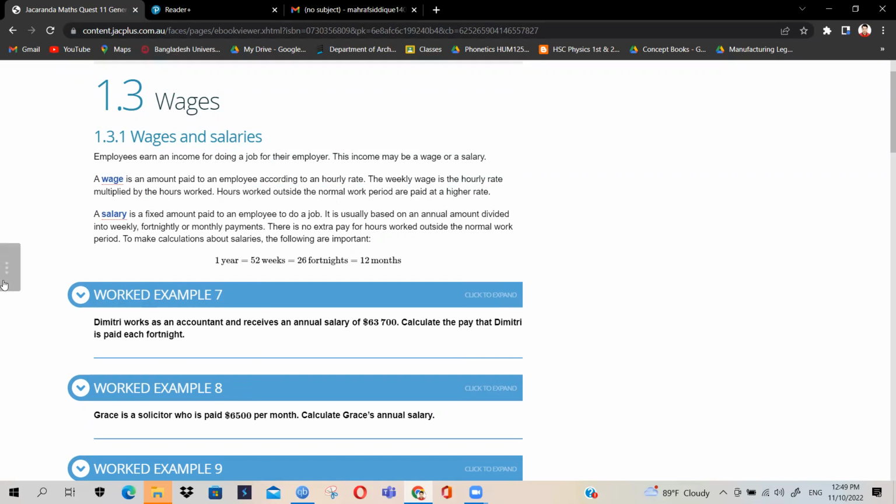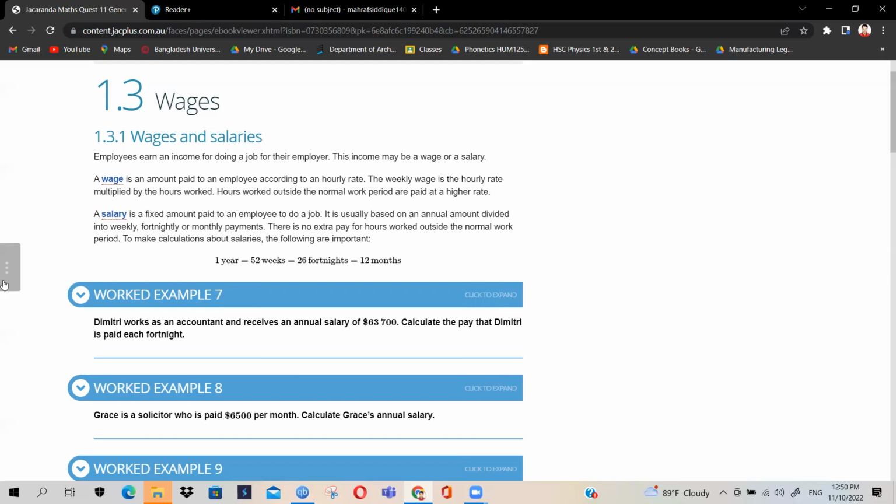And why do you think so? Why do you think the overtime, or what they have said, work outside the normal work period, is paid at a higher rate? Why do you think the employers do that? Because I don't want to work. Yes, actually you're correct. The employees don't want to work outside the specific work schedule, so they have to pay a handsome amount of wage so that they agree to work.